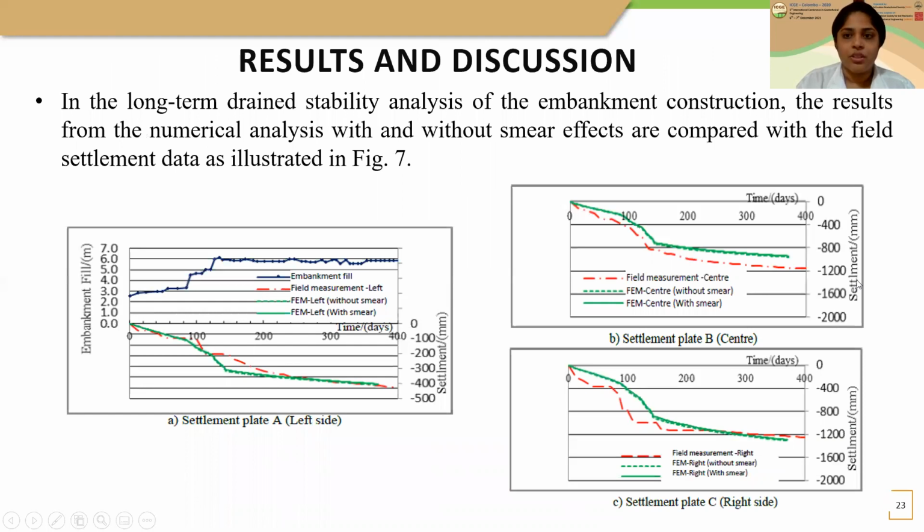So moving on to the results and discussions, we ran our simulation for 3 conditions: settlement plates A, B, and C. So it is for left, center, and right. You can see in red color are the field measurements that we got, and in green color we have the FEM without smear and with smear. So you can see the results are accurate enough, and they are matching very well with the field measurements.